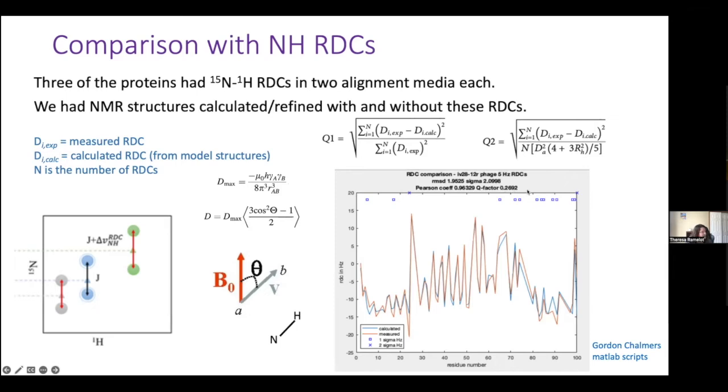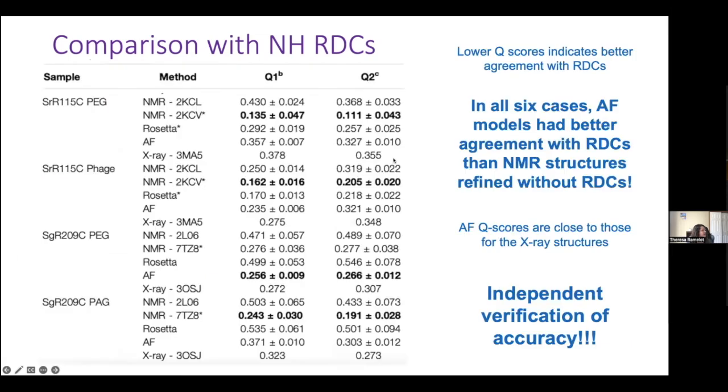And so we can now use this to look at the AlphaFold structures. And so we did that. In these cases we had 3 proteins and 2 sets of RDCs, 2 sets of alignment media each: polyethylene glycol and phage, and polyethylene glycol and a polyacrylamide gel. I believe this was a stretched gel. So the lowest Q score is going to be in bold, so a lower Q score is a better agreement with RDCs.